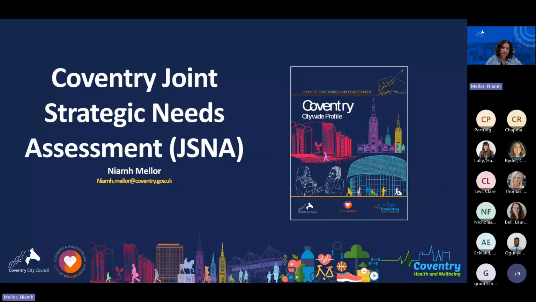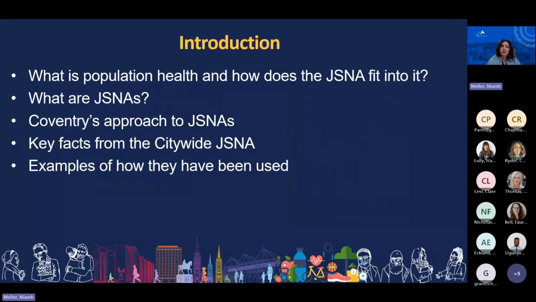Michael. So as Michael said, I'm Niamh Mellor from the Public Health and Insight team, and I lead on the Coventry Joint Strategic Needs Assessment. So I'm going to talk a little bit today just about what a JSNA is, how it fits in a wider context of population health, what we did in Coventry and our approach to it, some key facts, and then we're going to hear from Sharon Thomas from the Community Resilience team about how she's utilised some of the work and used it in her own area.